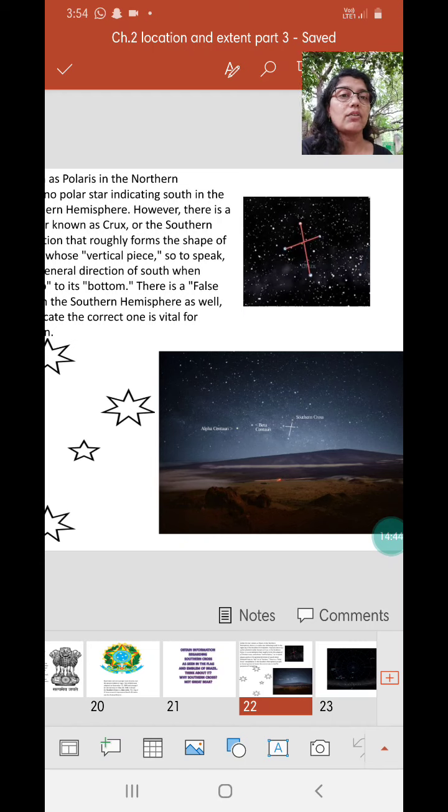Coming to the right or wrong, you can do it yourself and then come back to find the answers. Brazil is mainly located in the southern hemisphere. Is that right? Yes, right. Tropic of Capricorn passes through the middle of India.